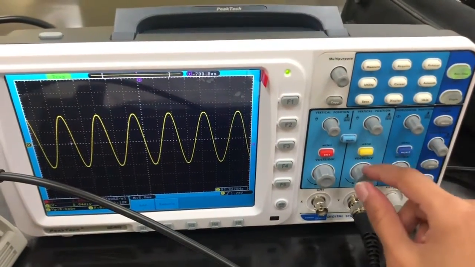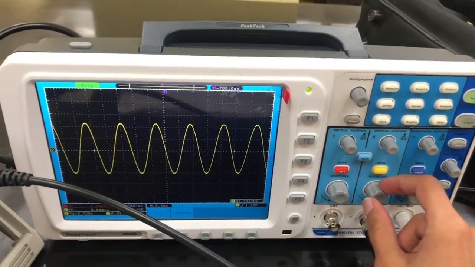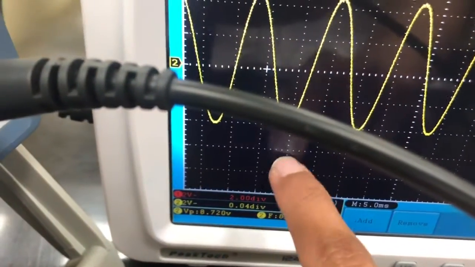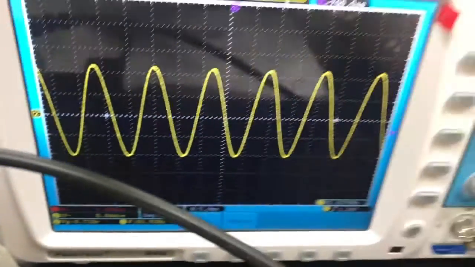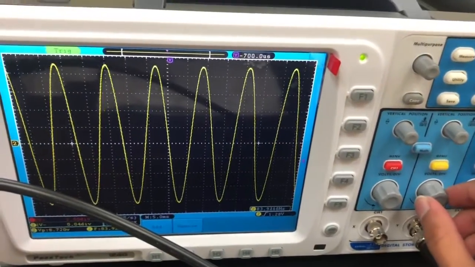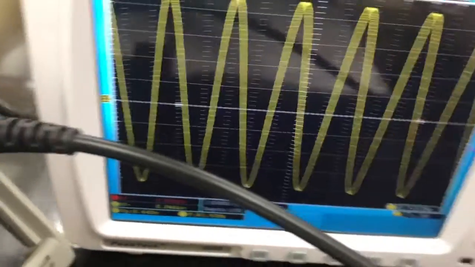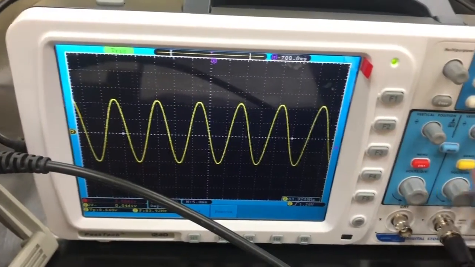I have the volt division. So for example, you see over here, so every square is 2 volts. If I change the volt division here, every square is 1 volt. So you can change the division to whatever you like.